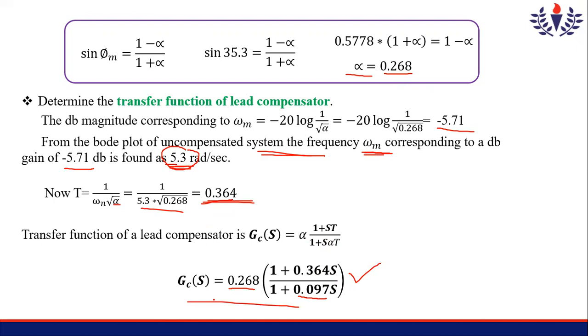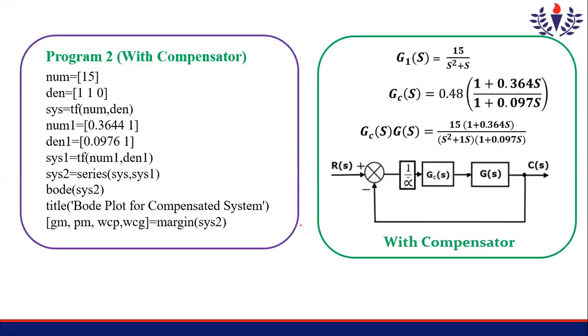Now after adding the lead compensator, again you need to cross check whether you are getting the desired phase margin or not. Previously for the uncompensated original system, we already identified we are not getting the desired phase margin. So after adding the lead compensator, we need to cross check now.